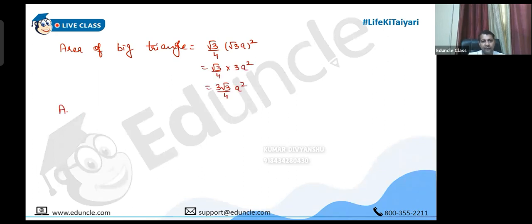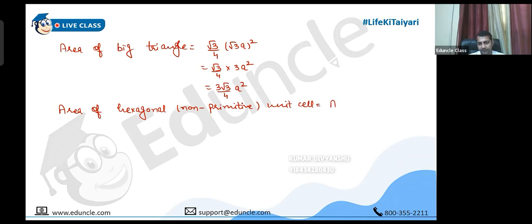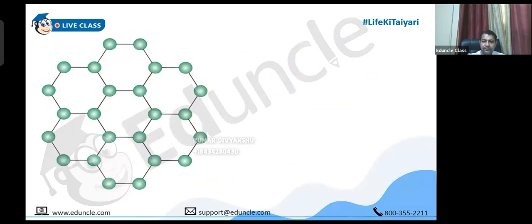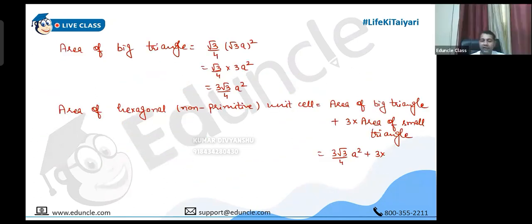So area of hexagonal unit cell is 1 times the area of big triangle plus 3 times area of small triangle. Isn't it? Please check in the diagram. Clear or not? Yes, sir. Area of small triangle was root 3 by 4. So it is 3 root 3 by 4, 3 root 3 by 4. So in total, it will be 3 root 3 by 2 A square.